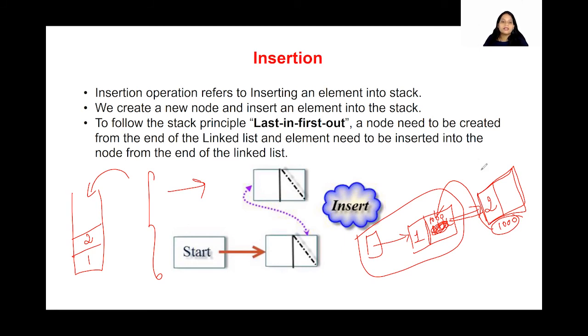That is very important. See here, to follow the stack principle, last in, first out: 2 is getting added last, and we are going to remove it first. A node needs to be created at the end of the linked list. So you cannot create a node over here, you cannot create it anywhere else. It has to be at the end. So wherever there is null, we are going to remove that null and add the address of the new node, right? Elements need to be inserted into the linked list from the end. And why are we doing that? In order to keep the last in, first out principle of the stack. Right. I hope this is clear.